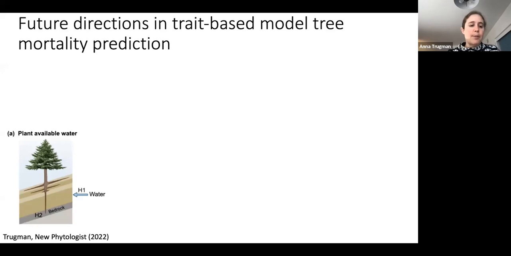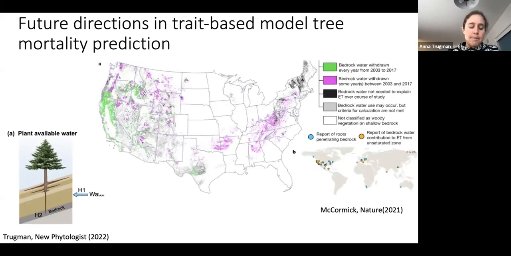And I think there's a lot of opportunity for some iterative feedback between field-based measurements and modeling, particularly because it's just so difficult to sample the subsurface. And so there's been some really interesting and innovative work. This study, for example, by Erica McCormick, attempted to map where trees are getting water from bedrock across the United States using an ET precipitation balance approach.